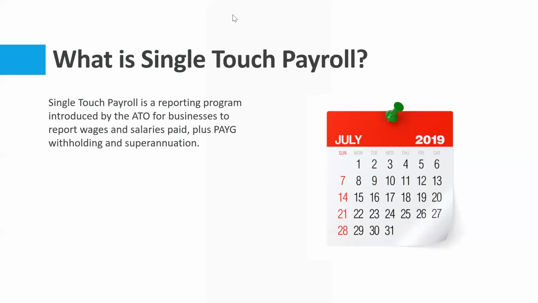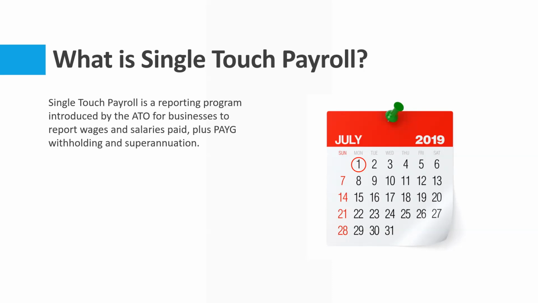Firstly, I just want to give a bit of a background to STP, or Single Touch Payroll. It was introduced as a government initiative in July 2019, and the intention was to make it easier for employers to report payroll information to the ATO, while at the same time providing real-time information. It was introduced in stages and is now compulsory for all employers to report all wages paid to employees via Single Touch Payroll. If you're not already registered, you must do so immediately.